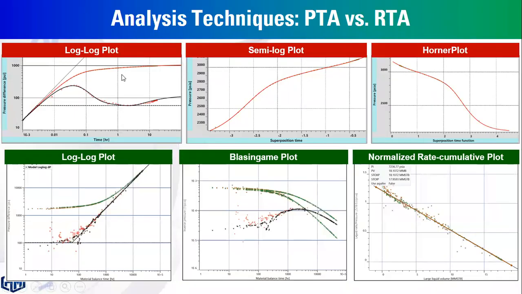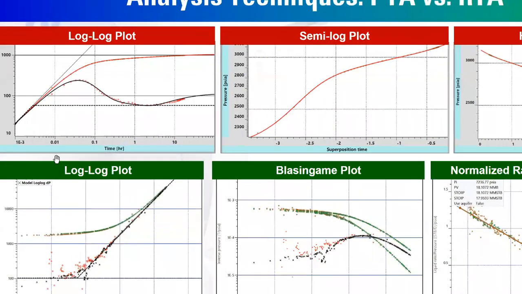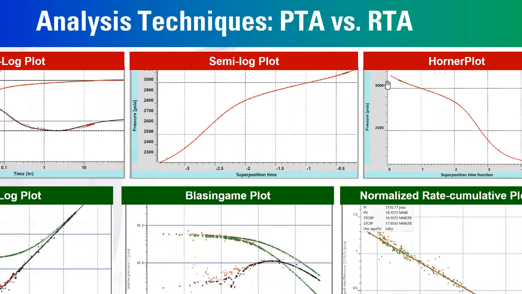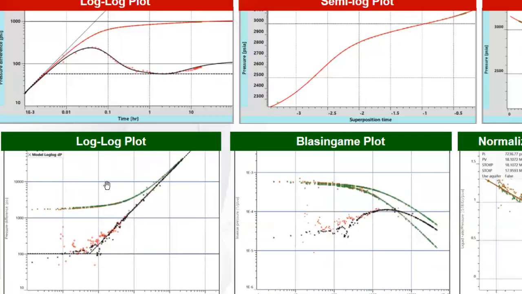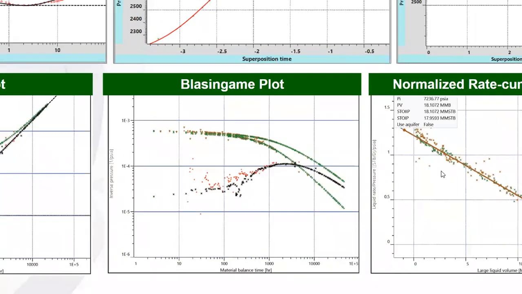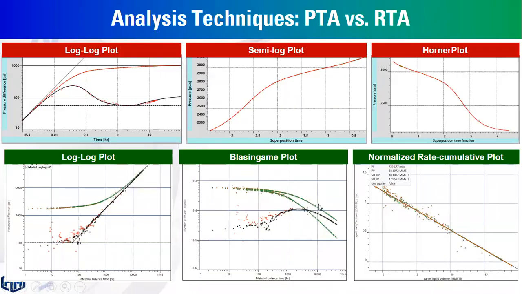So this is the analysis tool of pressure and rate transient. For pressure transient, we have the log-log plot of pressure difference and the pressure derivative. For the infinite acting or transient period, we have this horizontal derivative. A similar plot is pressure against superposition time, and maybe the Horner plot. But for RTA, we have this log-log plot of pressure difference against material balance time, the pressure integral of the Blasingame plot, and also the normalized rate cumulative plot.